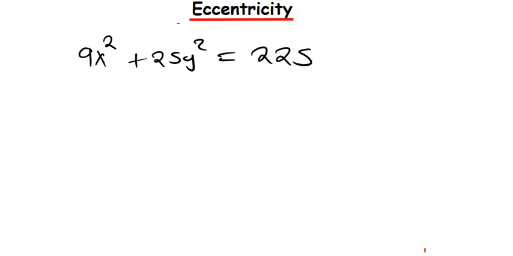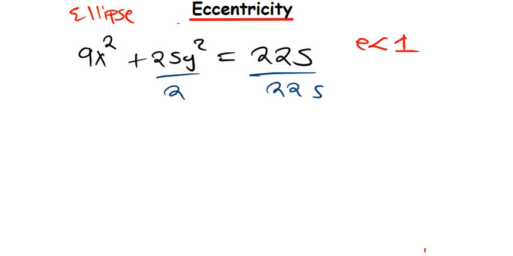So we're dealing with an ellipse, so we expect that e should be less than 1. Therefore, we want to put it in the form where we've got a 1 on the right. So divide both sides by 225. What do we end up with?